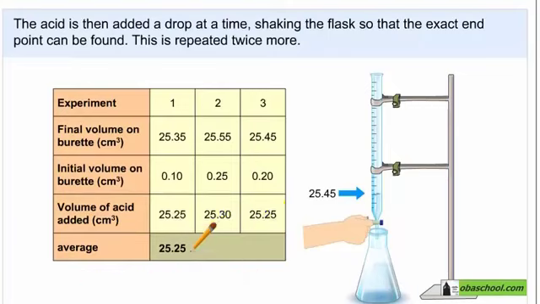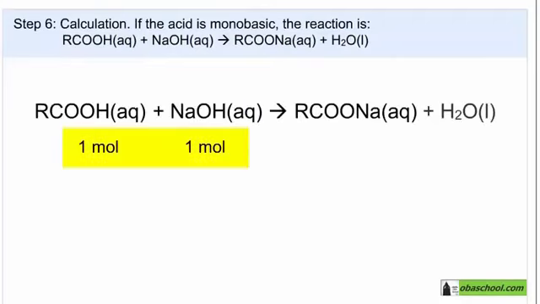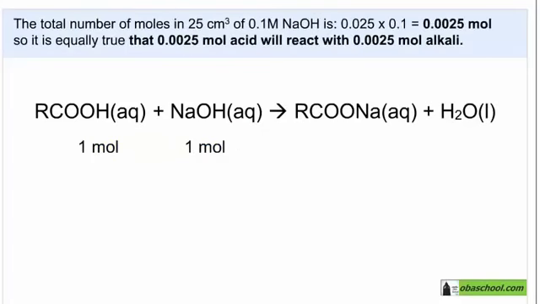We calculate the average volume that base needs to react with acid. Consider this reaction. Acid reacts with base to give salt and water. Based on stoichiometry, 1 mole of acid reacts with 1 mole of base. What is the amount of base? We have a base concentration of 0.1. The mole number equals concentration times volume. Concentration is 0.1. Volume added is in liters.